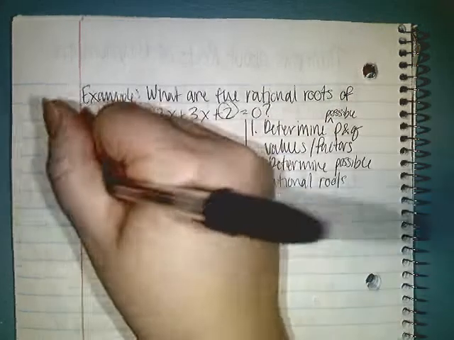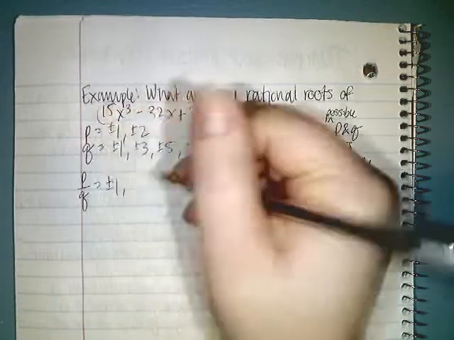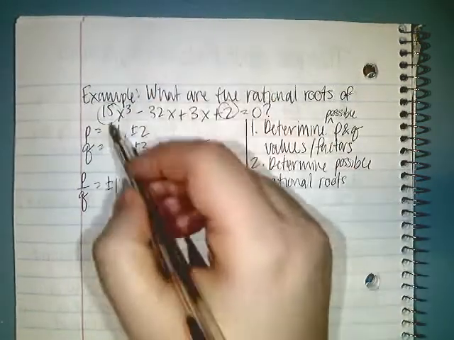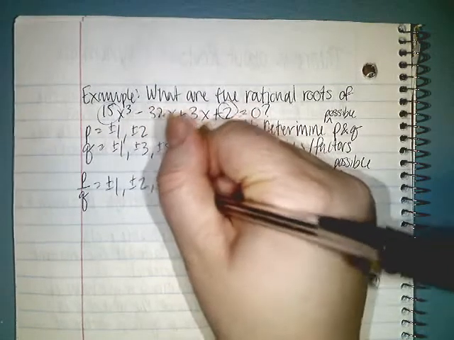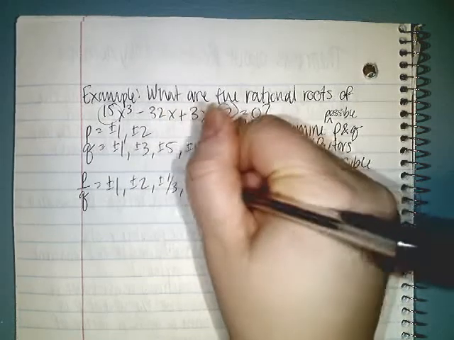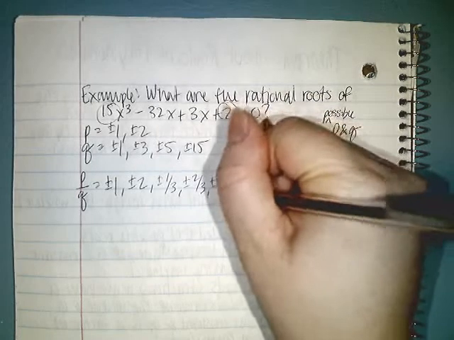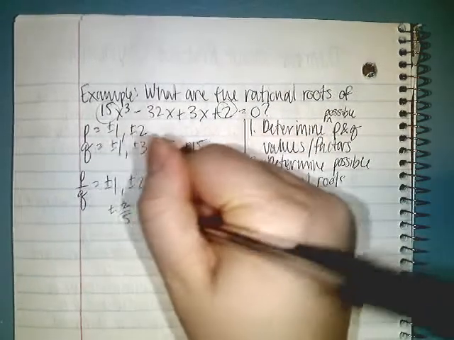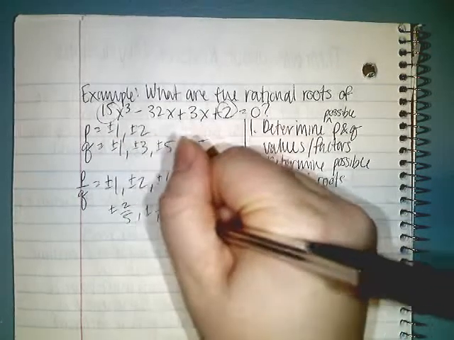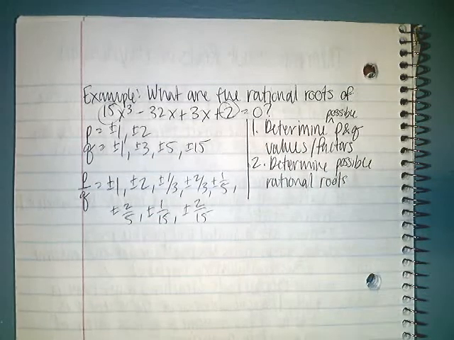So again, these are my p over q values. So I again have plus or minus 1, plus or minus 2. So I'm going to do 1 over 2, plus or minus 1/3, plus or minus 2/3, plus or minus 1/5, plus or minus 2/5, plus or minus 1/15, plus or minus 2/15. So that's a lot of possible roots.